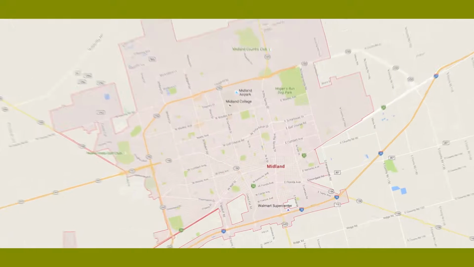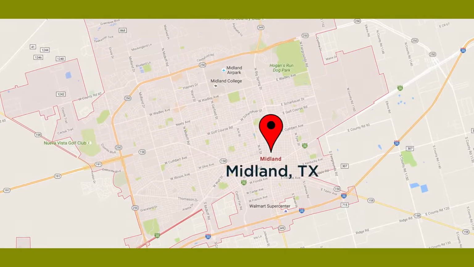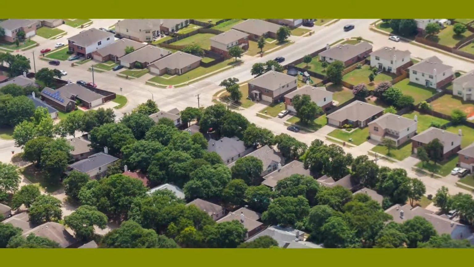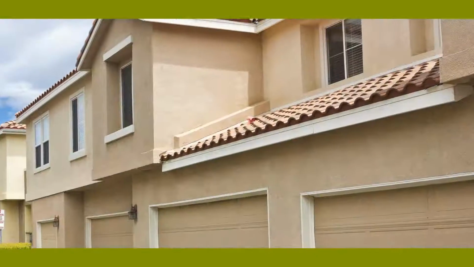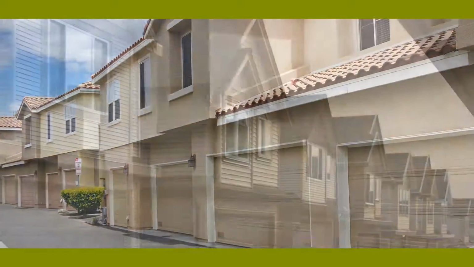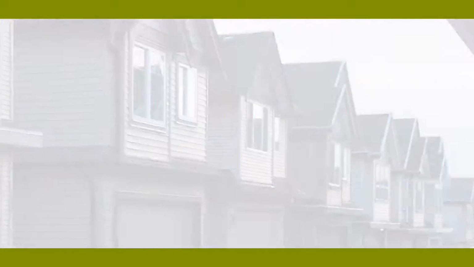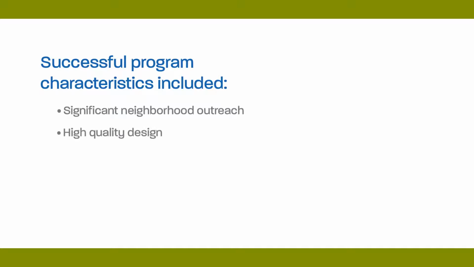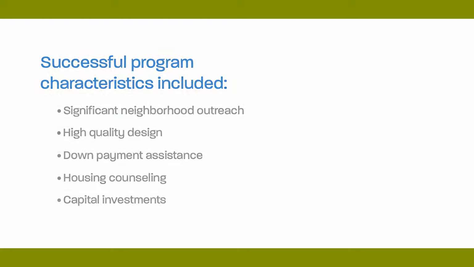Texas Target Area Program is an example of how a grant might support new construction. The city purchased vacant land, installed sidewalks and streetlights, and donated the land to two nonprofit organizations that built housing for sale to low-income purchasers. Some program characteristics that helped make their program successful included significant outreach with the existing neighborhood, high-quality design, and providing down payment assistance and housing counseling in addition to the capital investments.